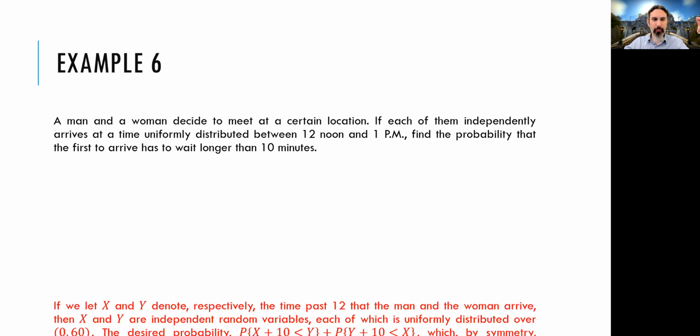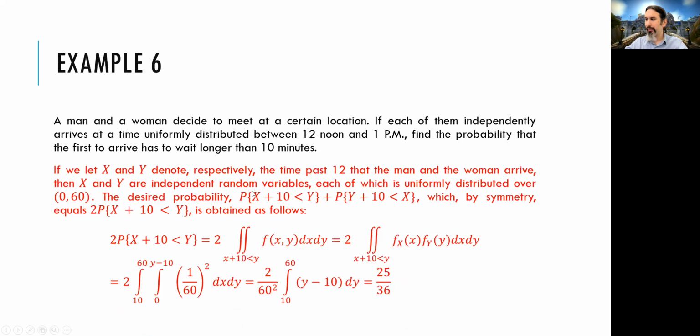To do that, we'll pick one. In here, I think we have picked X plus 10 is less than Y. So X is coming at the time, and Y is going to wait more than 10 minutes for X to arrive. In this part, what we need to do is just draw. Let's start by drawing it like this.